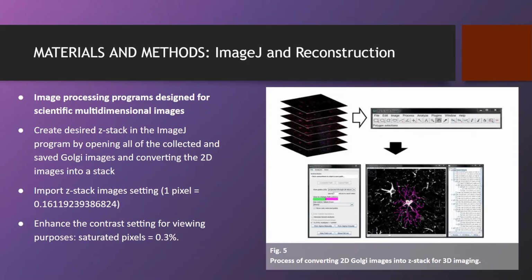Next, I utilized two image processing programs designed specifically for scientific multidimensional images, ImageJ and Reconstruction. First, I created a desired z-stack in ImageJ by opening all of the collected and saved images obtained from Golgi staining and converting the 2D images into a stack. I then imported the z-stack settings and enhanced the contrast setting to view the multidimensional image with higher clarity and precision. I repeated this process 24 times.